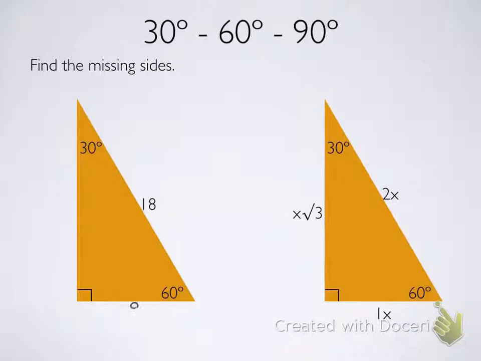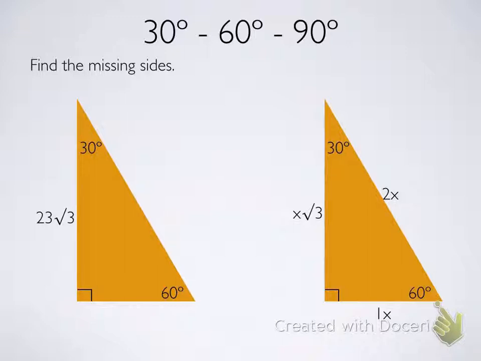Way to go. Alright, so we get 9 for x, and we get 9 square roots of 3. Do they get harder? Yeah, sorry, a little bit. Not yet. 30 equals 2x, so what is x? X is 15. And what is your altitude? 15 square roots of 3. Way to go. Alright, now, here's another different one, so you might want to copy this one.